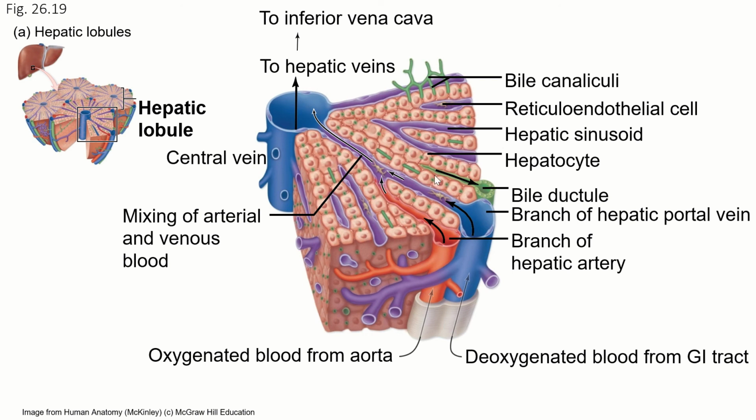So it's the hepatocytes here that actually make the bile, and they secrete it into these tiny little tubes that run between the cells called bile canaliculi. And you remember canaliculi just means little canals. Those canaliculi carry the bile out to the bile ductule. Okay, so the bile flows this way, the blood flows that way.